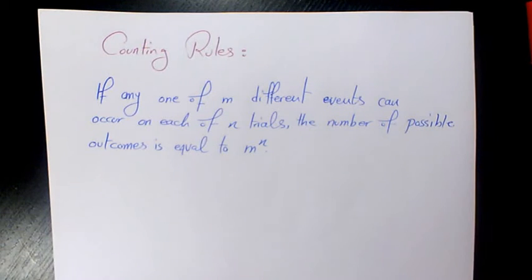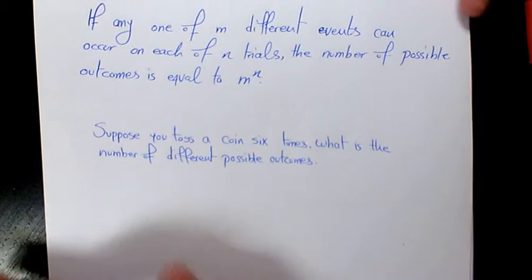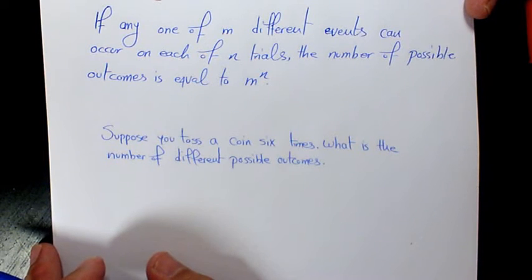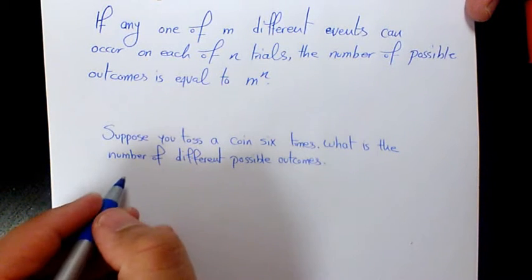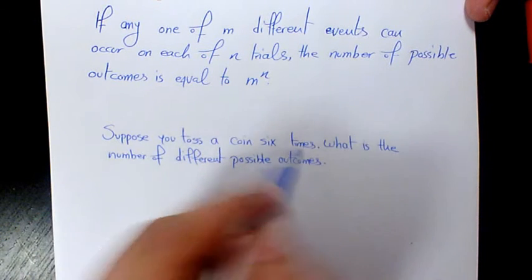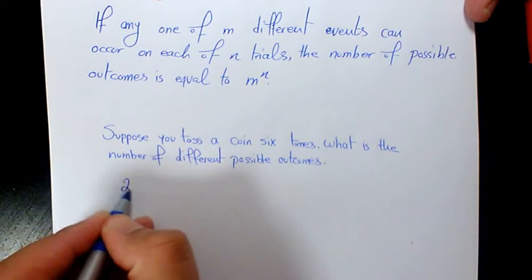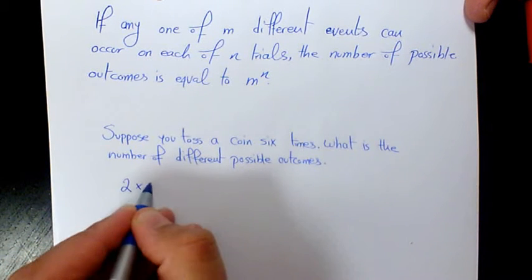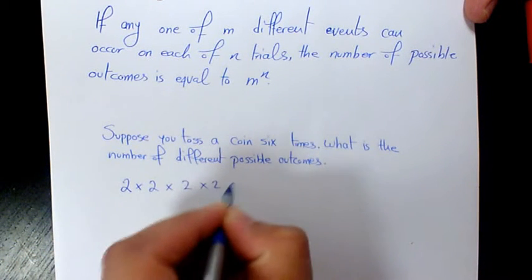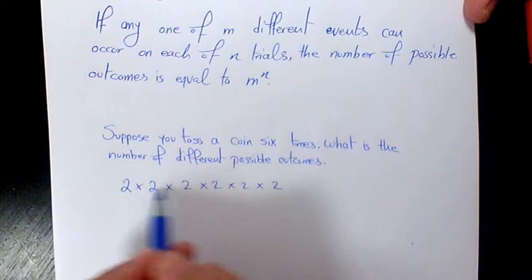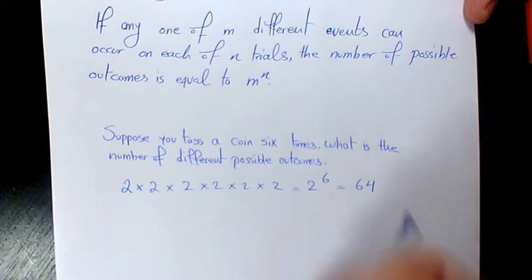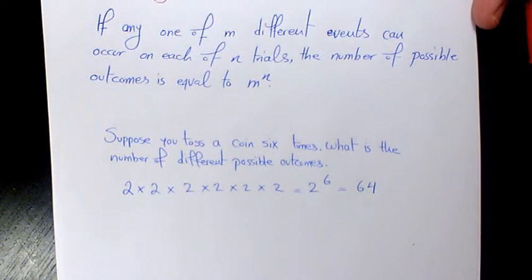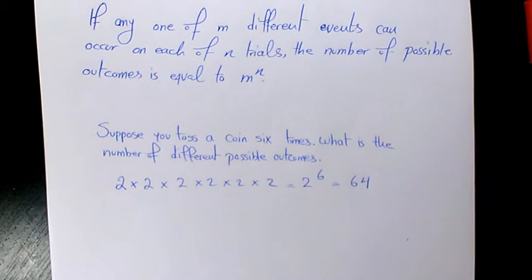Let's see an example. Suppose you toss a coin 6 times. What is the total number of different possible outcomes? We toss a coin 6 times. Each time we have 2 possible ways, head or tail. We do it 6 times, so it's going to be 2 to the power of 6, which is 64. So the total number of outcomes is 64.